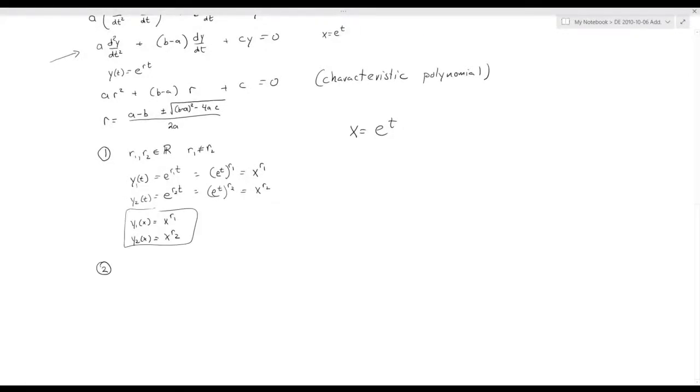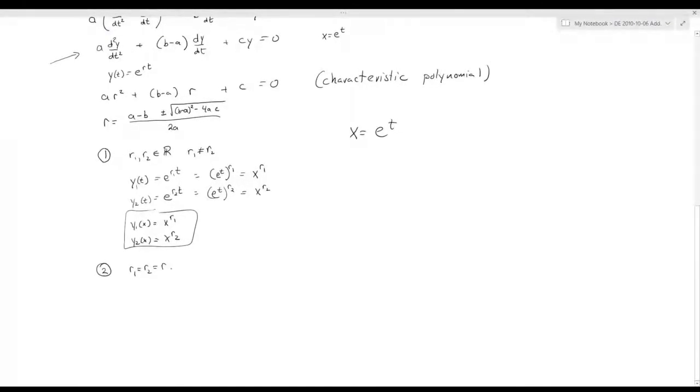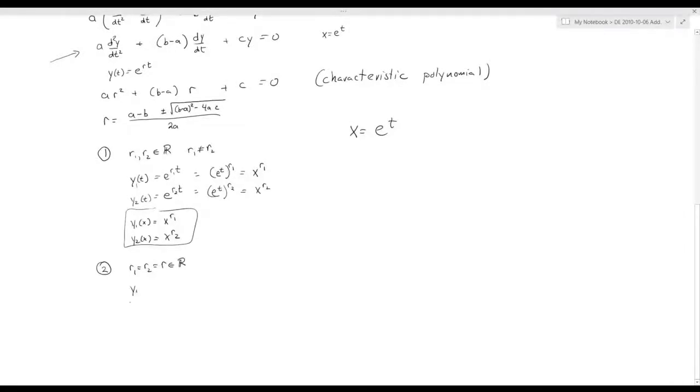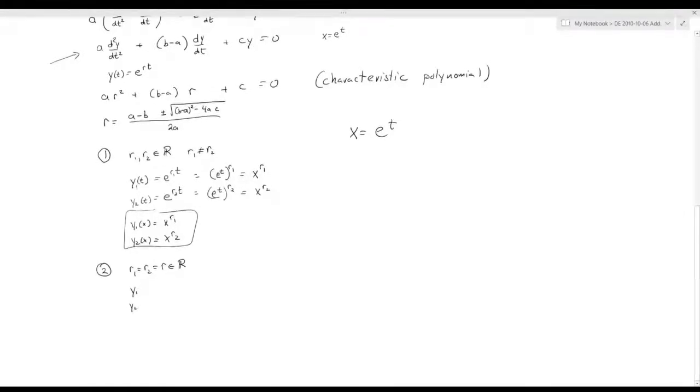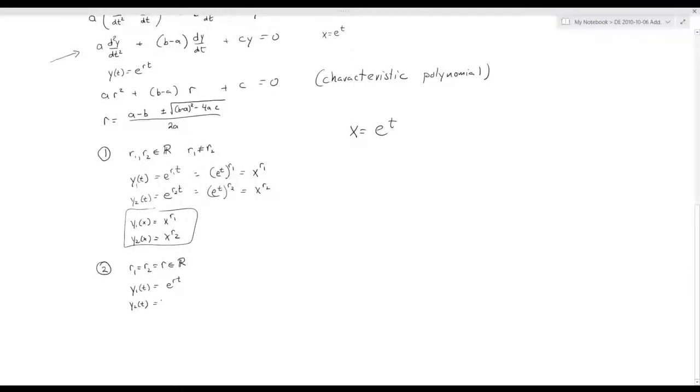The second case is where the roots are real numbers, but repeated roots, right? So multiplicity 2. Let's call that root r. So the fundamental solution set in terms of the independent variable t is e to the rt, and the other function in our fundamental solution set is e to the rt, but multiplied by t to guarantee independence.